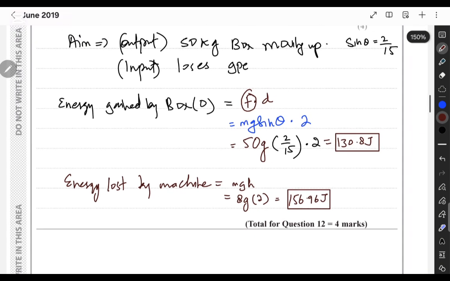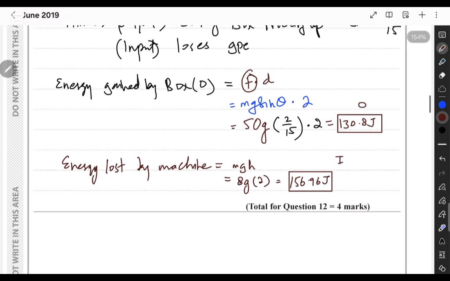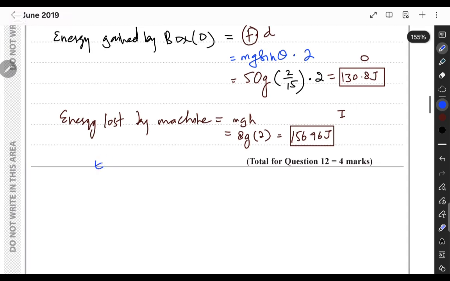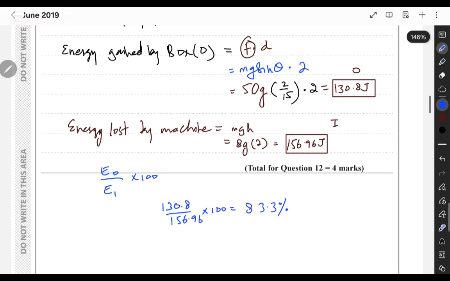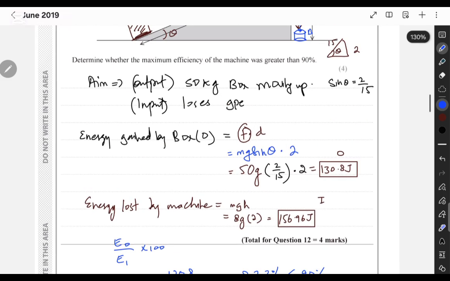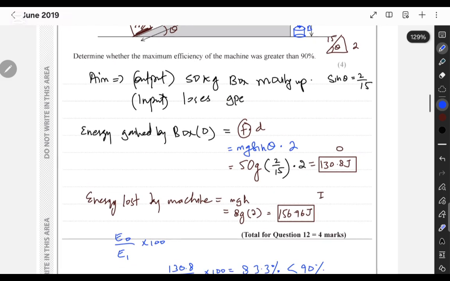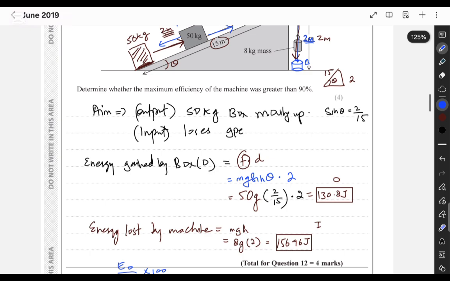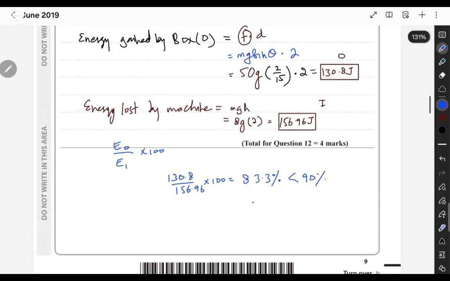So let's find both the values out. This is the output, this is the input. So I'm going to divide both the answers: energy output divided by energy input times 100. Let's see what we get. So the answer is going to be 83.3%, and that is actually going to be less than 90%. So the maximum efficiency of the machine was not greater than 90%. So that's your answer.